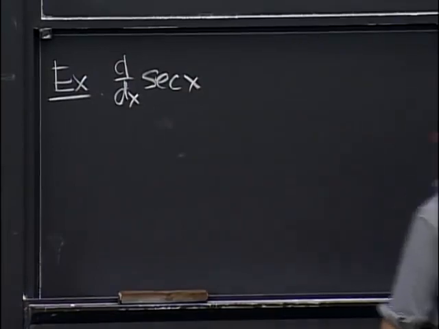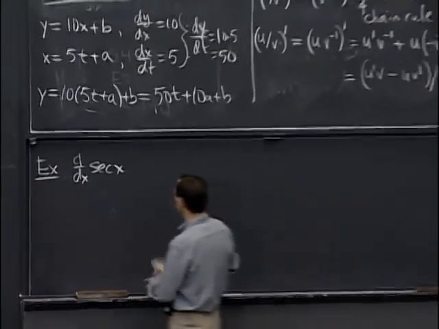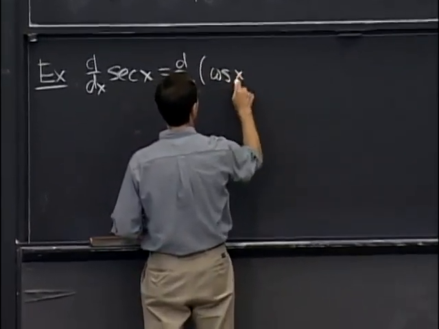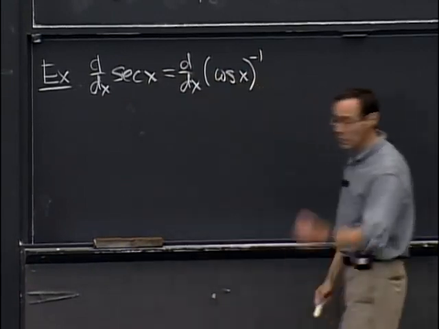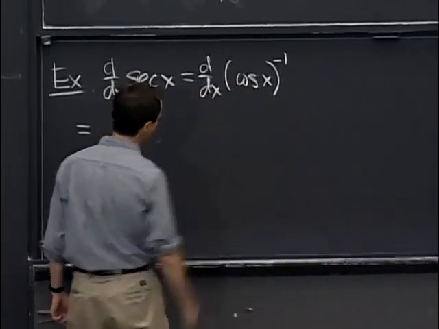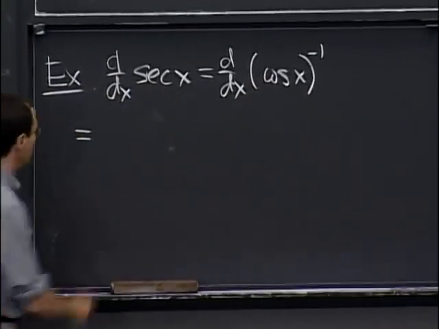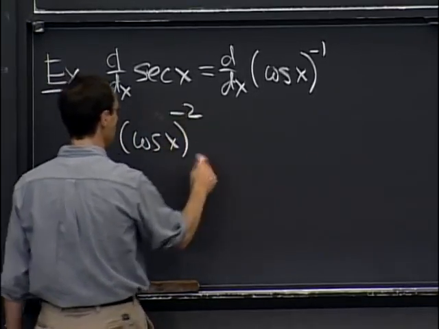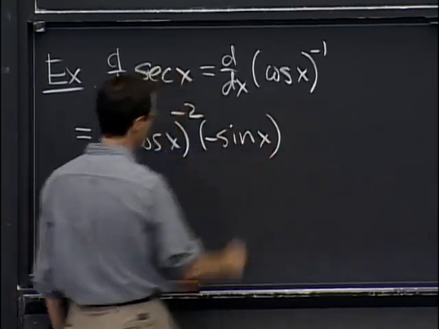Okay, so now I'm ready to differentiate the secant and a few such functions. So we'll do some examples here. So here's the secant function, and I wanted to use that formula up there for the reciprocal. This is the way I think of it. This is the cosine function to the power minus 1. And so the formula here is just what? It's just minus cosine x to the minus 2 times minus sine x. All right?